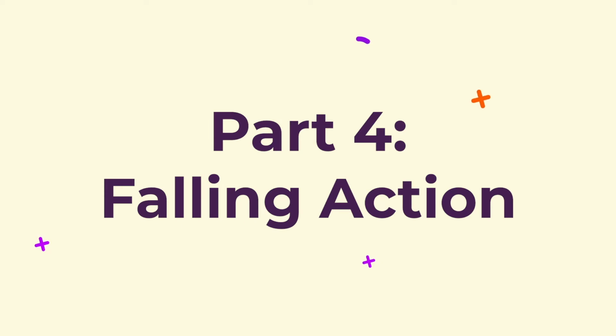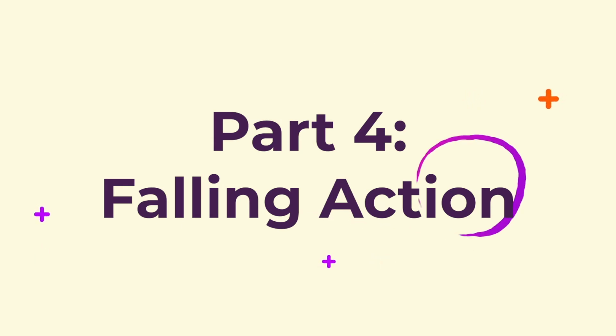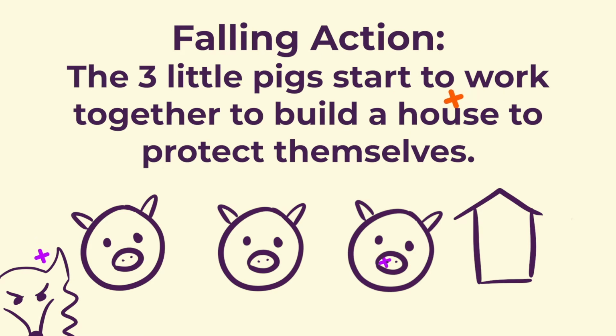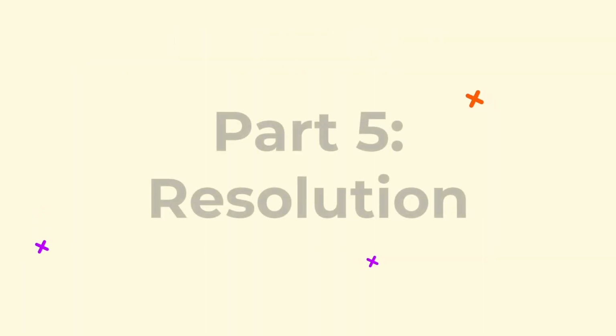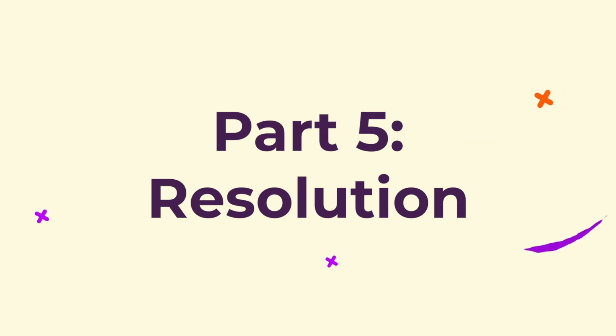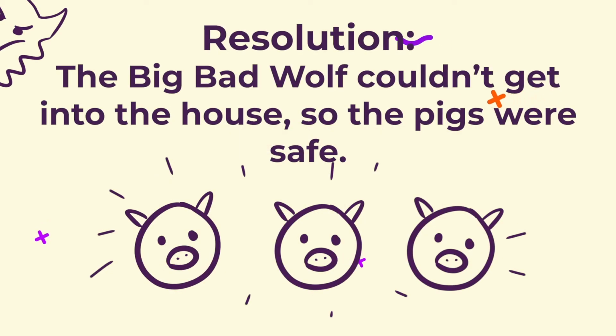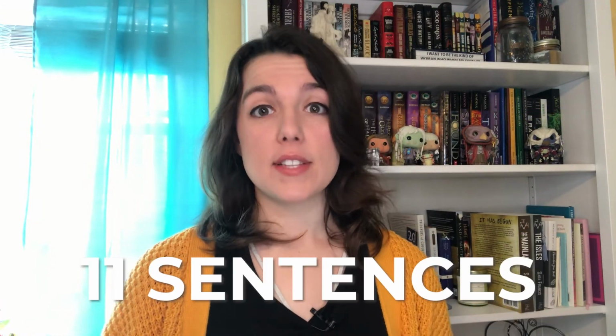Fourth is the falling action. This is where everything starts to change after the climax. So in my story, the 3 little pigs start to work together to build a house to protect themselves against the wolf. And finally, number 5, the resolution, the ending part of your story, how the problem is solved. For example, the big bad wolf couldn't get into the house, so the pigs were safe. And that's it. This is the easiest way to outline your plot in a minimum of 11 sentences.